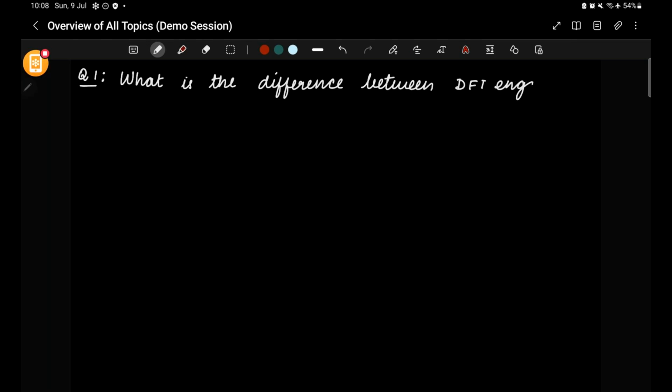So the very first question the interviewer might ask is, what is the difference between a DFT engineer and a functional verification engineer? This is an important question which most of the interviewers ask. What is the difference between DFT engineer and functional verification engineer?